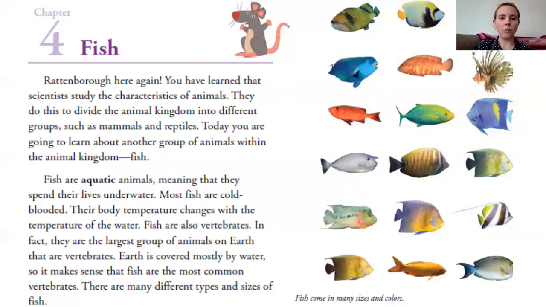Fish are aquatic animals, meaning that they spend their lives underwater. Most fish are cold-blooded. Their body temperature changes with the temperature of the water. Fish are also vertebrates. In fact, they are the largest group of animals on Earth that are vertebrates. Earth is covered mostly by water, so it makes sense fish are the most common vertebrates. There are many different types and sizes of fish.